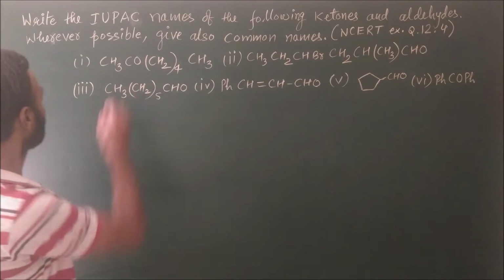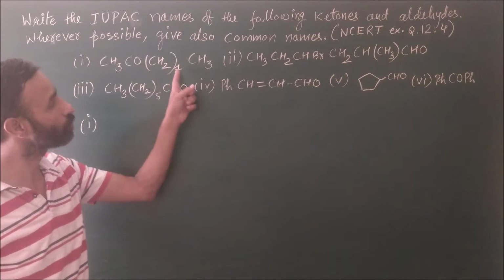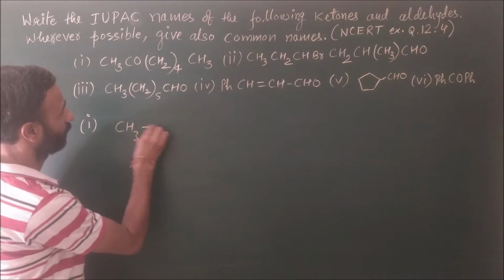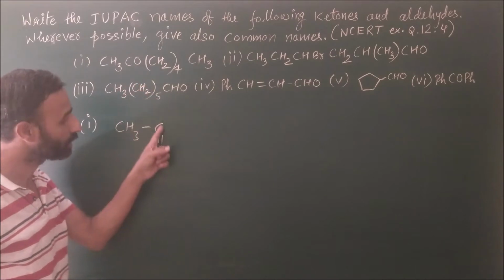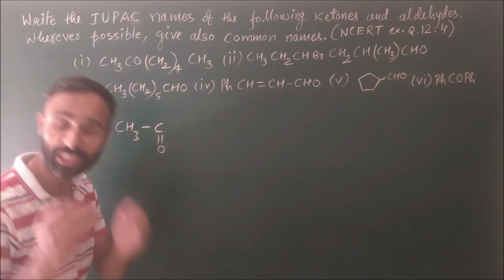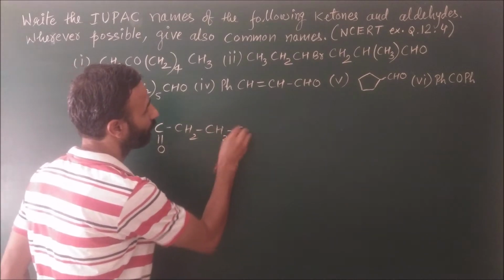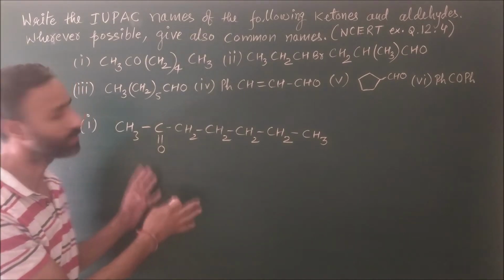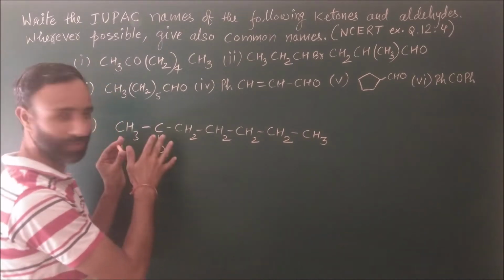Okay, so the first one is CH3 CO CH2 4 CH3. Just write it in the best possible way. CO is C double bond O. CH2 4 means 4 CH2 attached by single bond, and then it is CH3. Now you can write its IUPAC name. I know, but even then I am writing first.